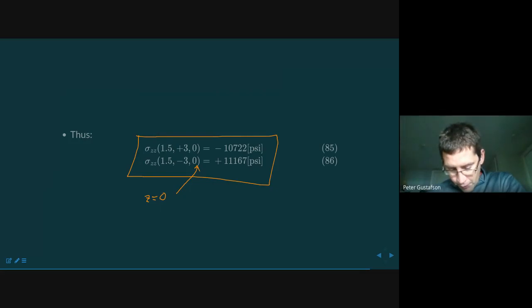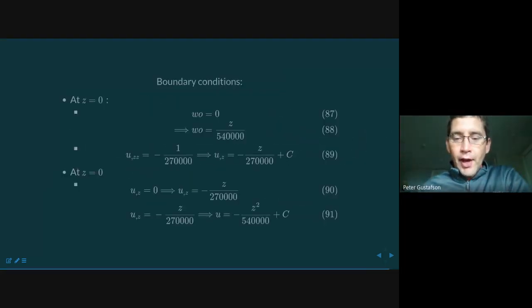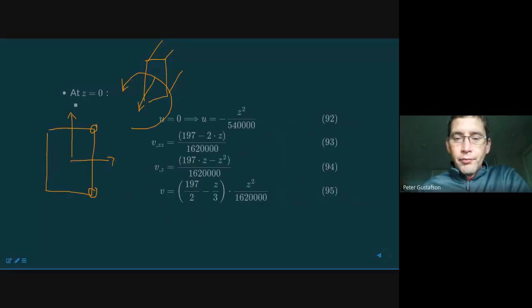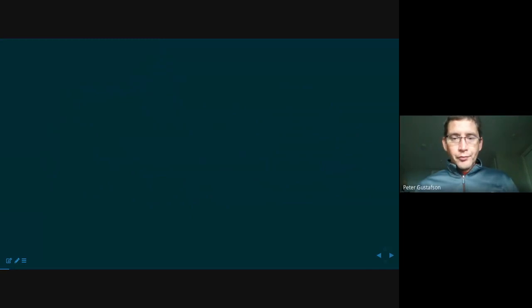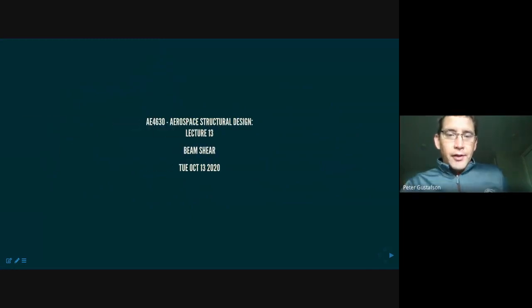Let's see here. What time is it? 3:30. So we have about 20 minutes left. I think we've gotten now to the end of this lecture. That was really the conclusion of the last lecture. So the next thing we're going to do is move forward and start the next lecture. This is formally lecture 13, in the numbering scheme we're using. The topic now is beam shear.